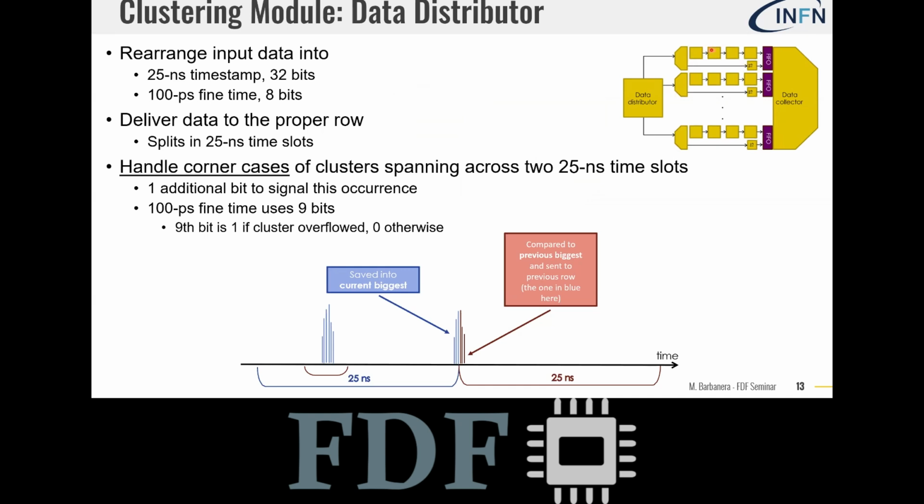And then it defines the time, the number of hits of a cluster, and the cluster time sum to the cells of the row. The data distributor has to handle these corner cases in which a cluster spans across 2 of these time slots of 25 nanoseconds. To do this, it compares the data in input to the biggest cluster of the previous time slot. If the time in input is comparable to that previous biggest, it sends to the previous row, otherwise it sends to the current row.